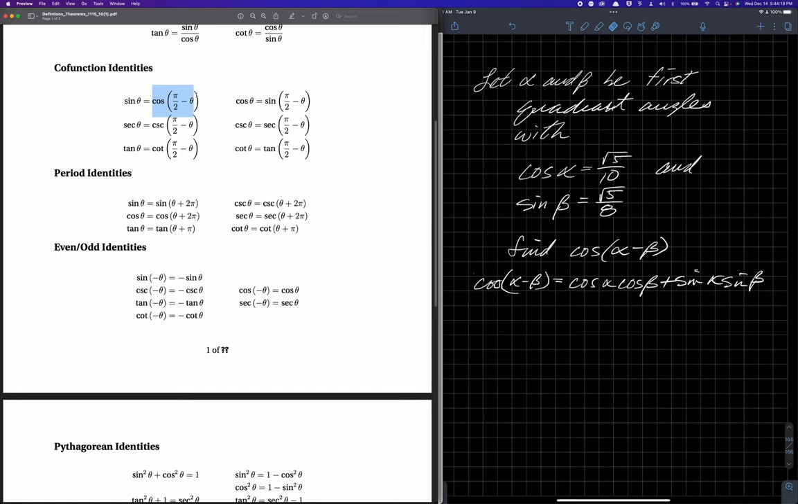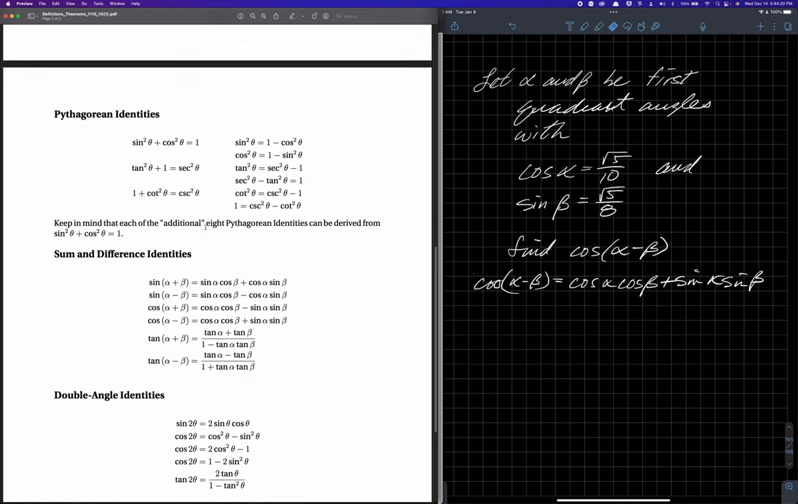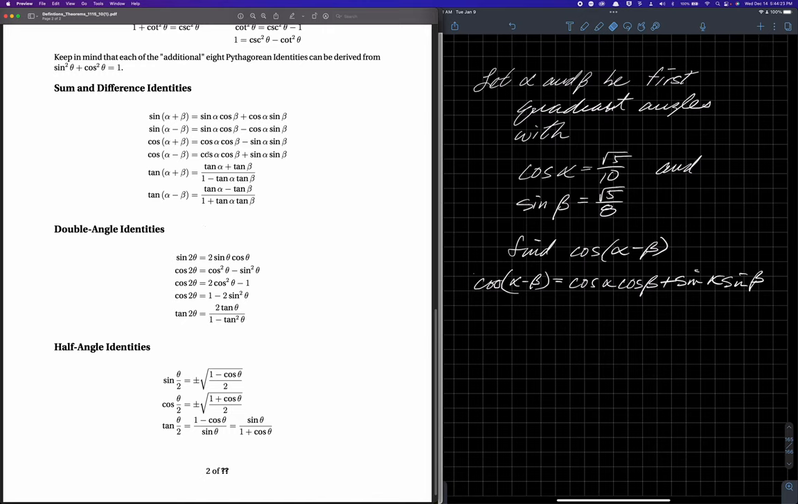What this requires us to do is take a look at the sum and difference identities, and there's a whole stack of them here. There's a pattern to this, which I went over in one of my videos, but since we're looking directly for cosine of alpha minus beta, we're going to use this one. And that informs us that we can rewrite cosine of alpha minus beta as cosine alpha times the cosine of beta plus the sine of alpha times the sine of beta.